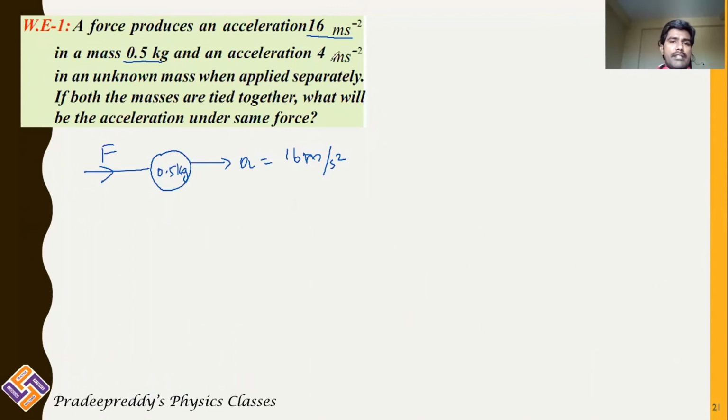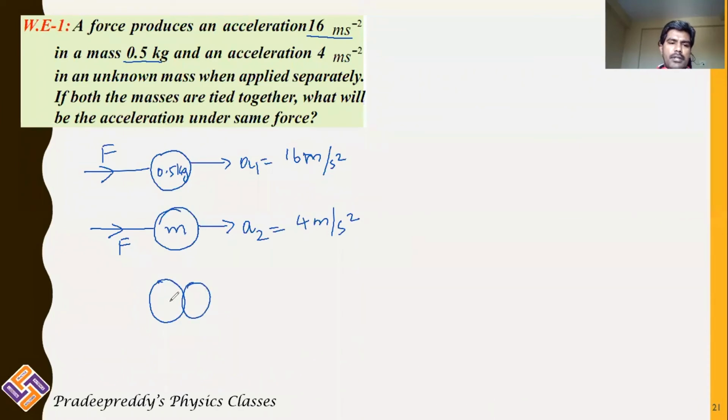And an acceleration of 4 meter per second square in an unknown mass when applied separately. So there is another mass, let us consider m. It is not mentioned in the problem. When you are applying the same force on this object, it is producing an acceleration of 4 meter per second square on the unknown mass when applied separately. If both the masses are tied together, now these two masses are tied together.